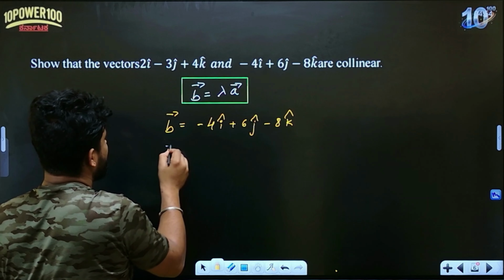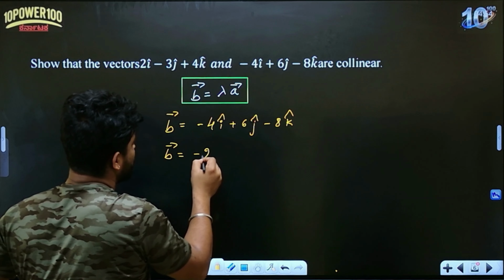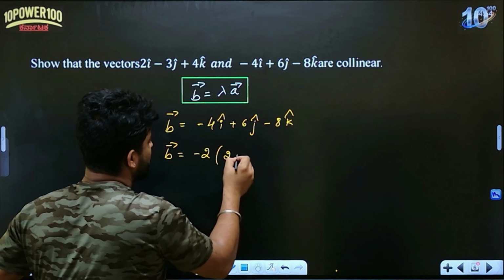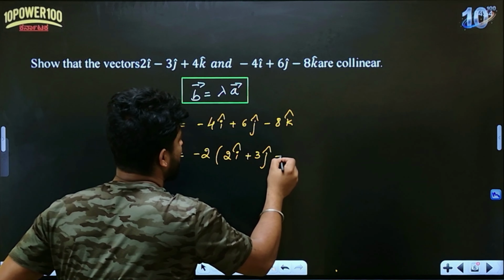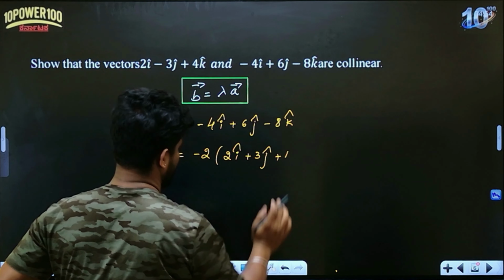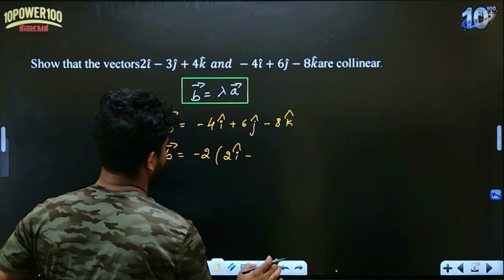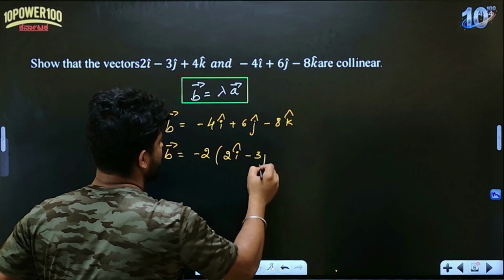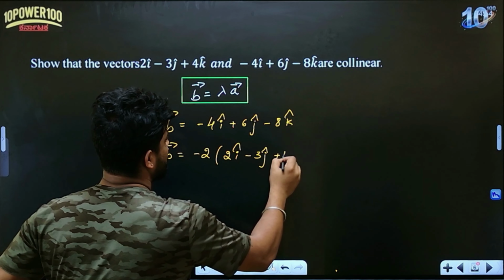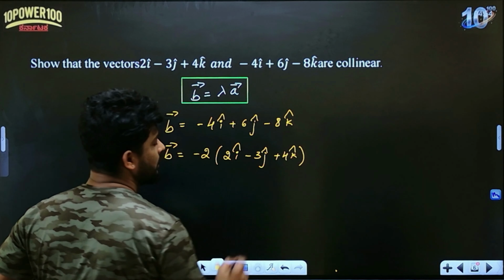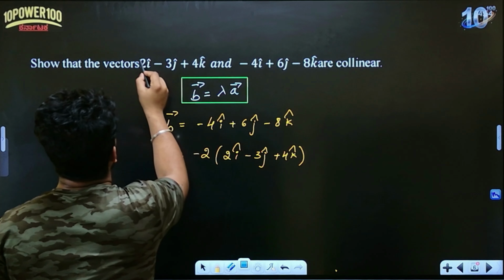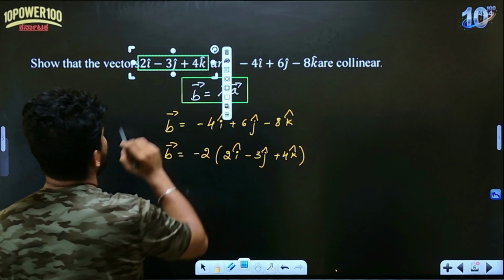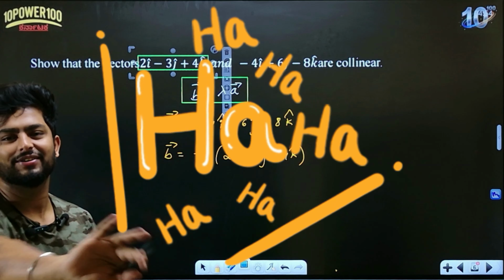So vector b is equal to, look at this, if I take minus 2, then what is left out? So 2i cap plus 3j cap, minus, sorry, plus, I missed out, minus 3j cap plus 4k cap is left. So this is the left out element. Now look at this. What is this? It actually is set A, right? Sorry, matrix. Sorry, it's not set.